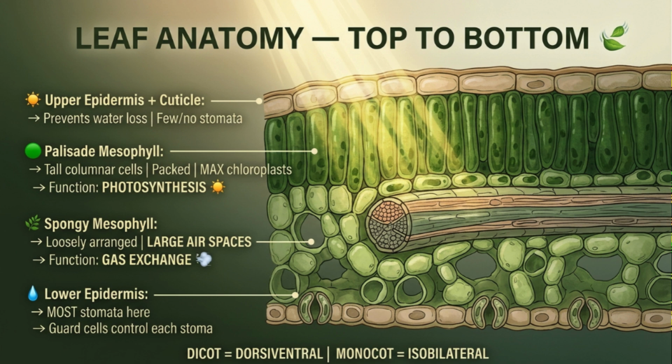Below the palisade, spongy mesophyll. The architecture completely changes here. Cells are irregularly shaped, loosely arranged, and there are large air spaces between them.